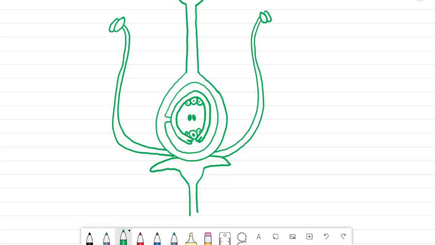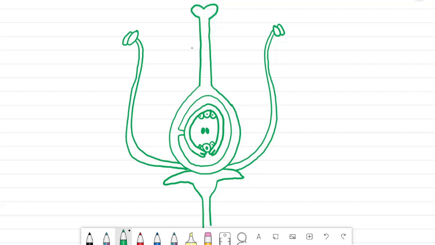You can draw your filament a little bit thinner and your anther a little bit bigger. So that's completely up to you as long as you have the structures in place. There's one more thing, the most distinguishing part of the plant, which is the flower petals. So I'm going to draw the petal here.